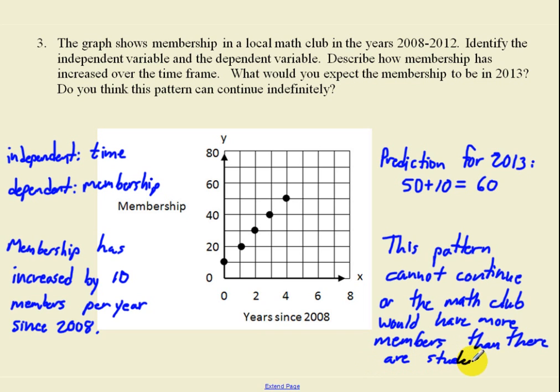So there we go with a little bit of reasoning and get a little bit of writing in there too. We'd like to see some complete sentences there.